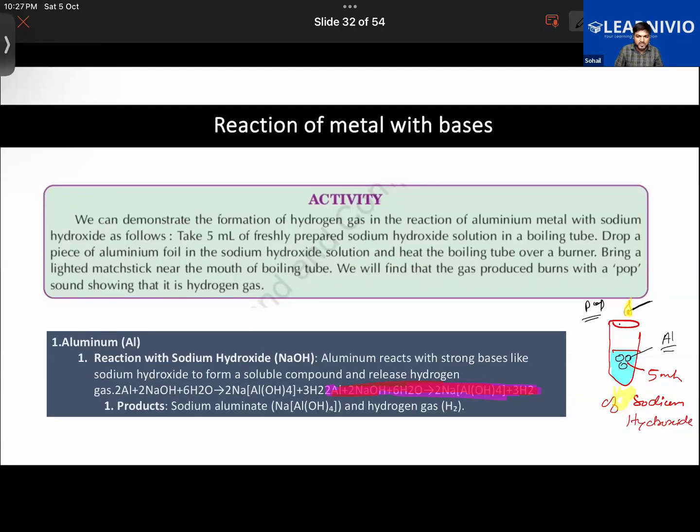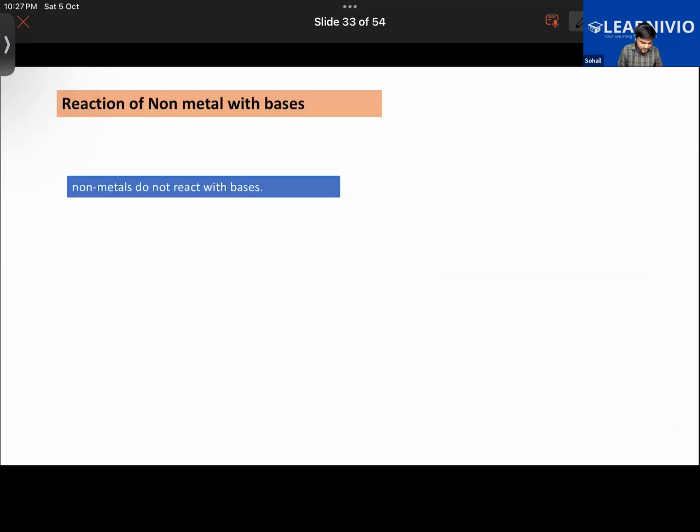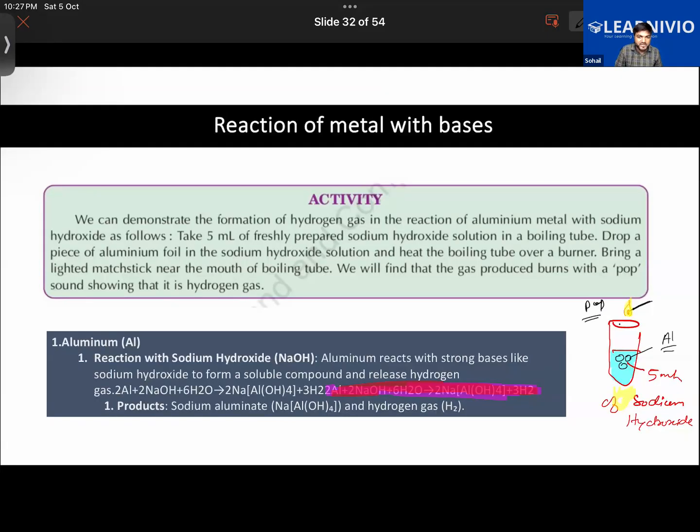Yes, sir. I was saying that when the reaction between this metal and this base takes place, after the reaction, when you bring a lighted matchstick near to the mouth of the test tube, a pop sound is produced, and the pop sound shows that hydrogen gas is being released here. So metals react with bases to give hydrogen gas. Getting it now?